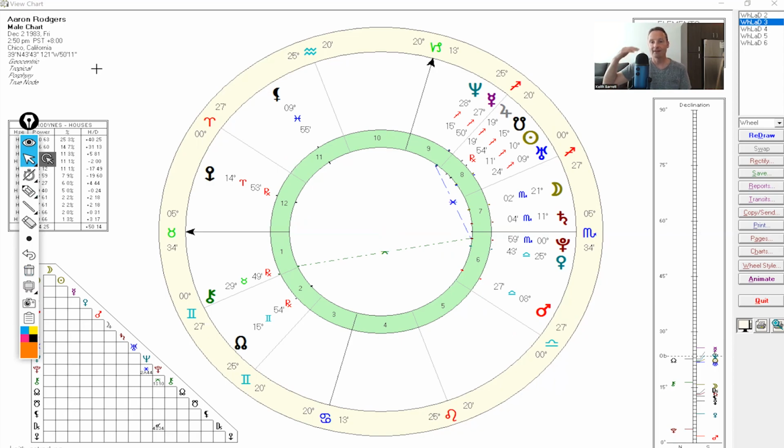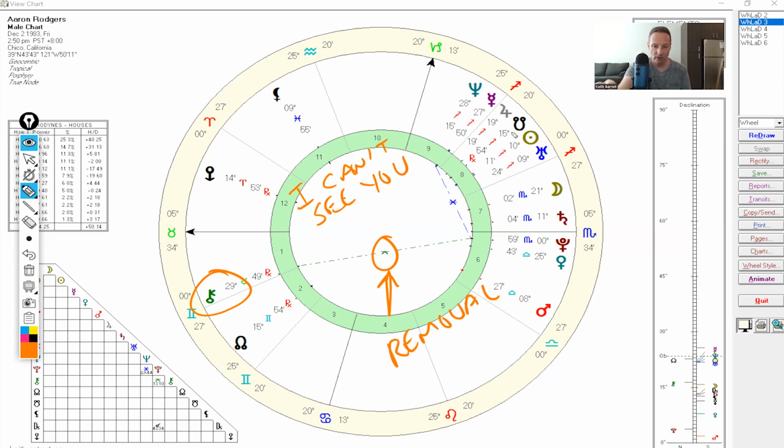And just looking at a preview of the next step, which is the aspects to this. So he's got an inconjunct here, which to Chiron. So I see that as, I can't see you, or removal. And just because of the distance between Pluto and that Chiron, it's going to have a Scorpio experience for him, right? Meaning going deep, right? So he could have experienced this.